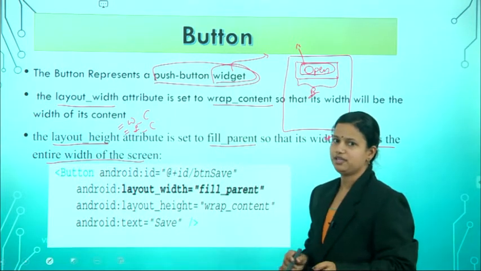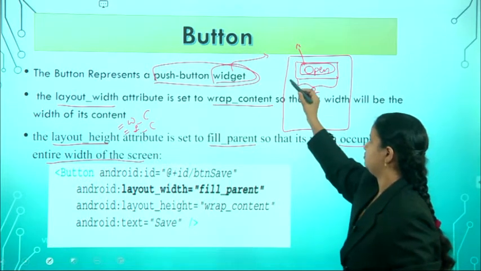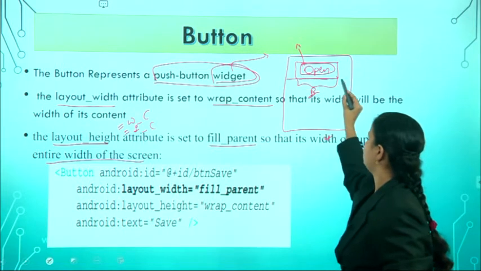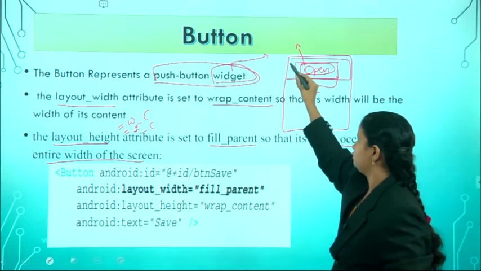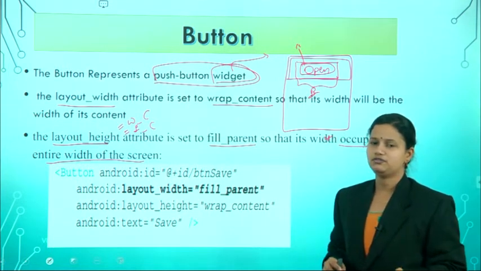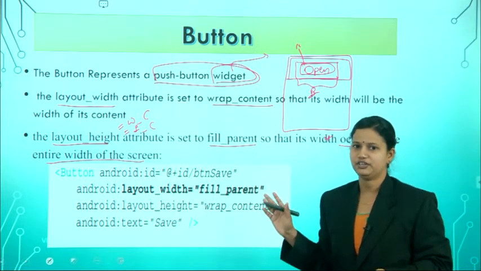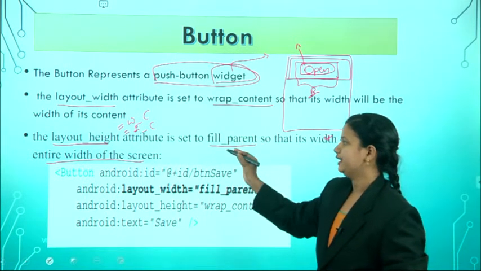The width will occupy the entire width of the screen. Whenever you give the width as wrap content, the button is arranged like this. That means in your user interface, whatever width is possible, that much width is allocated to the button. So this is the difference between wrap content and fill parent.